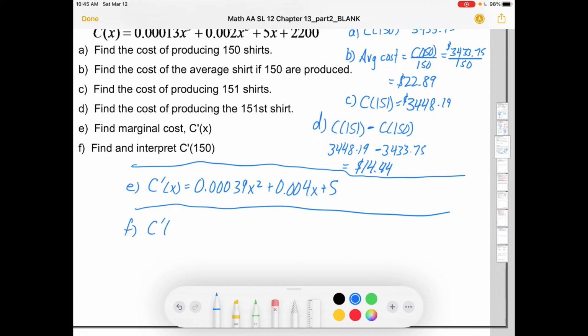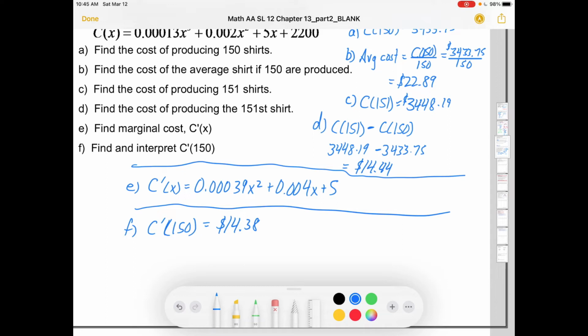F asks us to find C prime at 150. And again, this is just putting numbers in a function. So if you put 150 into this C prime function, you're going to get 1438, which is really close to our answer in D.